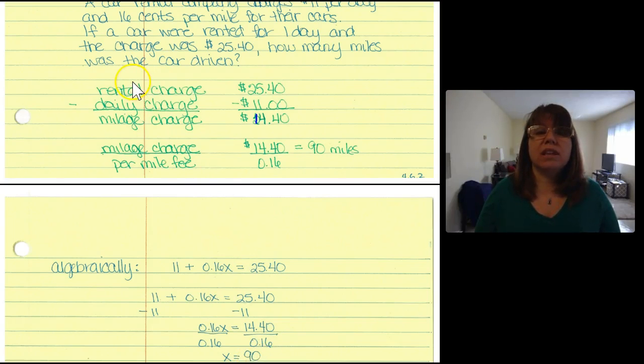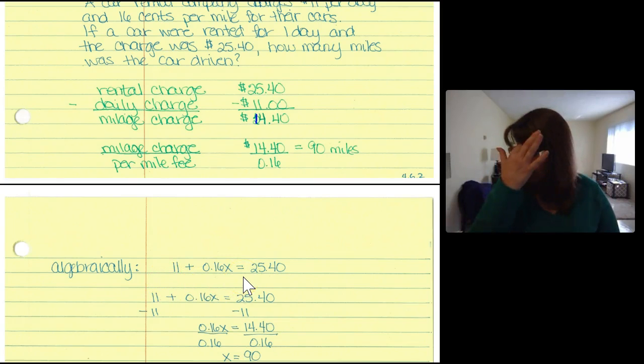So either you can think of it kind of logically, lay it out, or think about it algebraically. My total charge is going to be my daily charge plus the mileage charge. Well, I know what that is. That's $25.40. Then I have to subtract the daily charge and figure out the mileage that way.